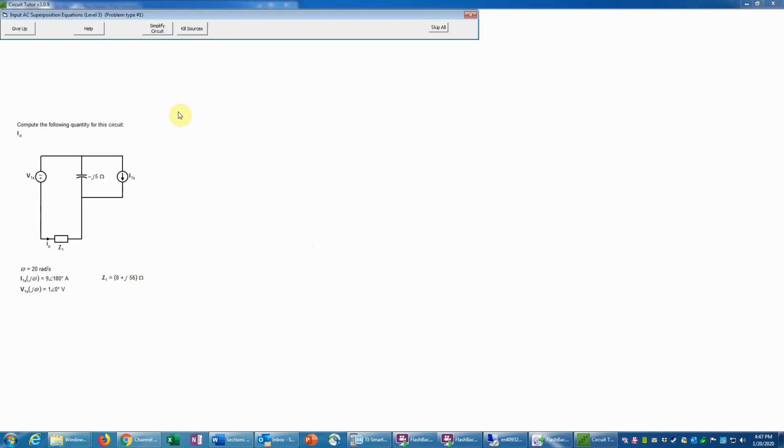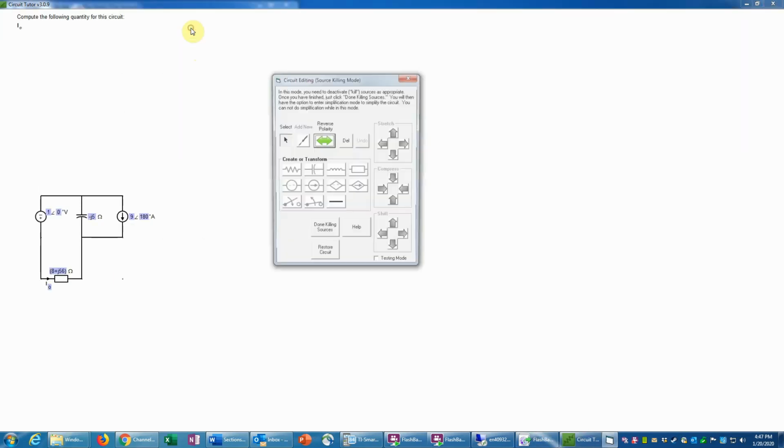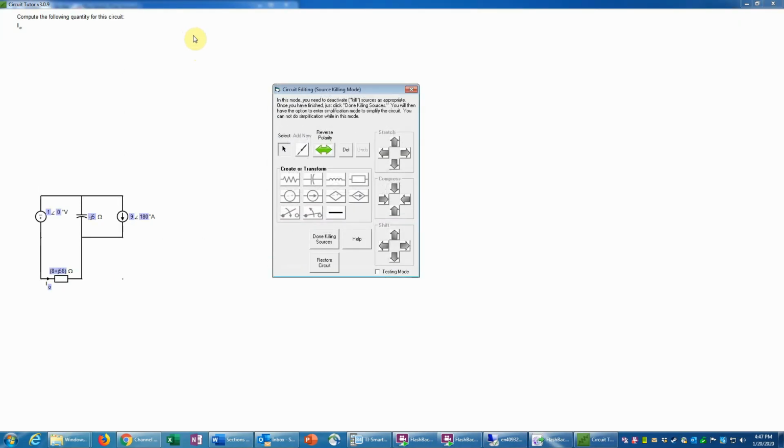Okay, so now we need to go into the kill sources phase of the problem. So I'm going to go into the source killing mode of the circuit editor. It says right there I'm in source killing mode. Now I'm going to turn off one of the two sources. It doesn't matter which one I do first. So let's kill the current source first. We'll select that. And remember, a current source, to turn it off, must have 0 amps. That is, it must be replaced by an open circuit, which I can do by simply deleting it. So I can press the delete key, for example.